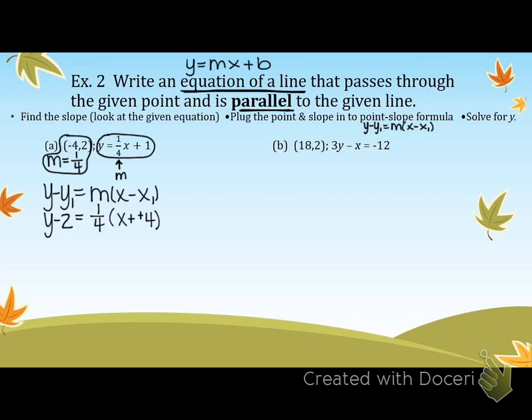So look at the last step. It says solve for y. What do I have to do first, Hayden, if I'm going to solve for y? Distribute. Good. We went back and reviewed that yesterday. You've got to distribute before you can do anything else. So Hayden, when you distribute the 1/4, what do you get? 1/4 x.